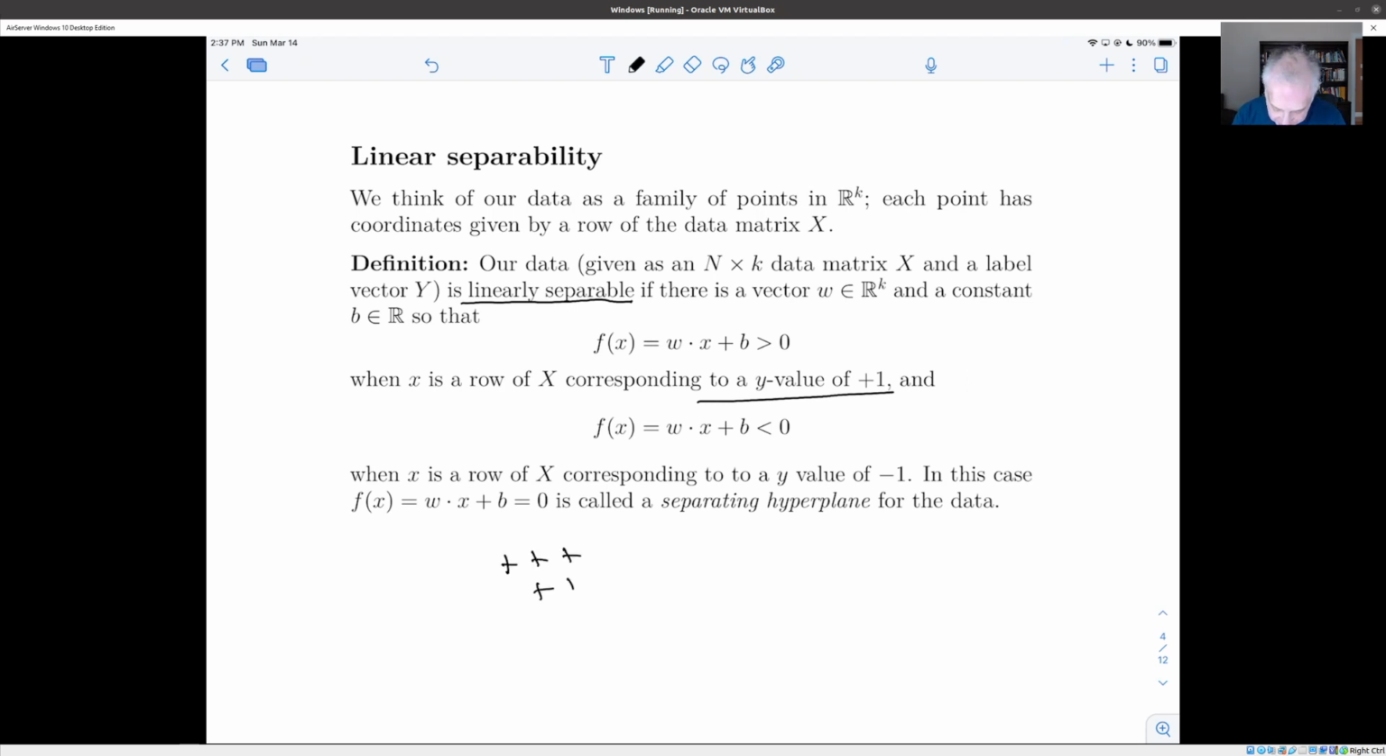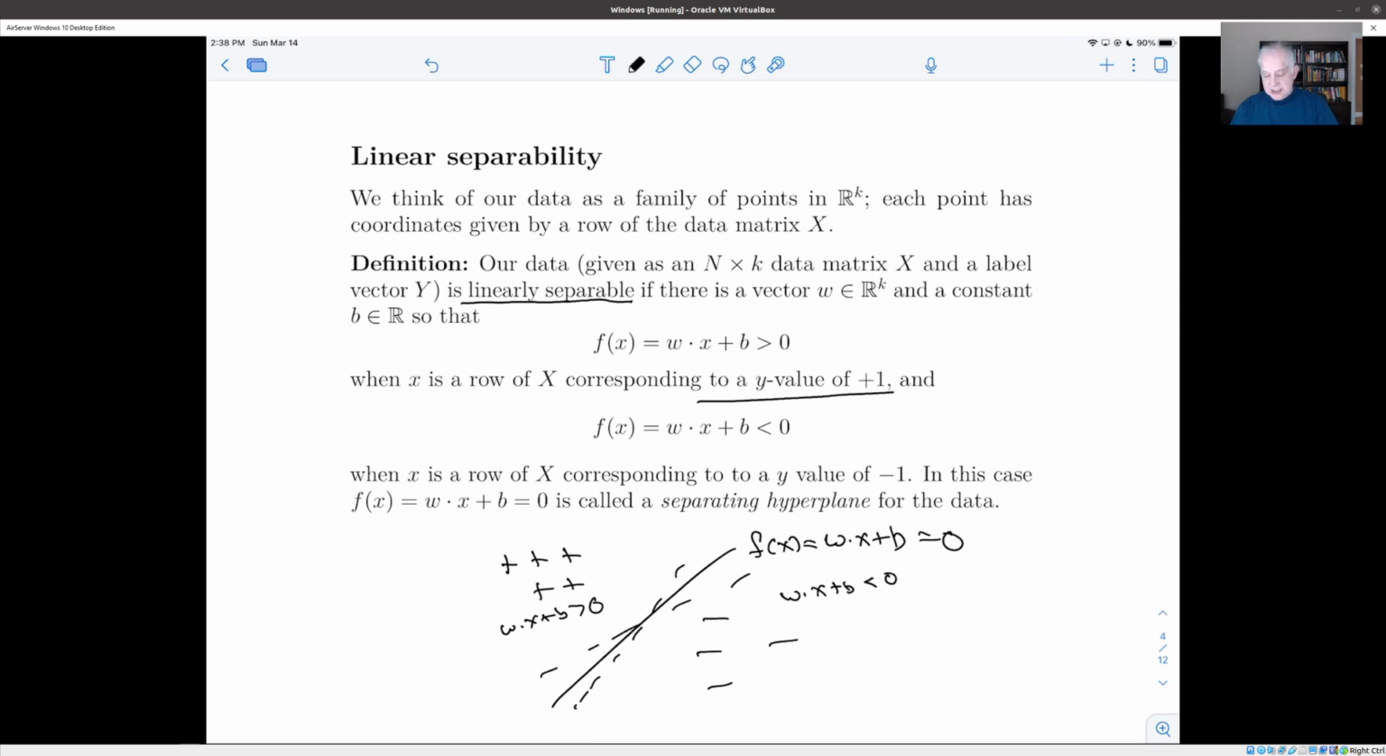So here's the very familiar picture at this point. Here we have w dot x plus b is bigger than 0. Here we have w dot x plus b is less than 0. So the data is linearly separable if there is a separating hyperplane. If there is one, there will typically be many, because you'll be able to tilt it a little bit. But there isn't always a separating hyperplane.